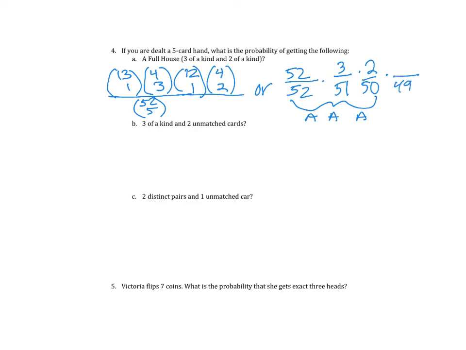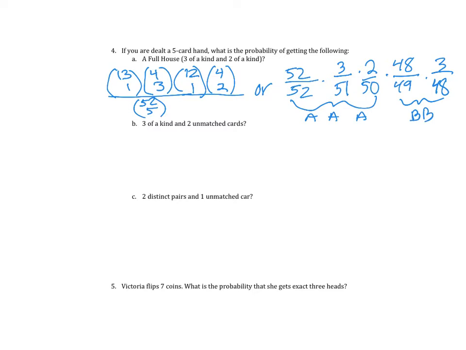I don't want 4 of a kind, so I need a totally new rank. So there are just 48 cards I can choose from. And then once I have that new rank, there are 3 cards from that rank left, and there are 48 cards left. So let's just say this is my BB.